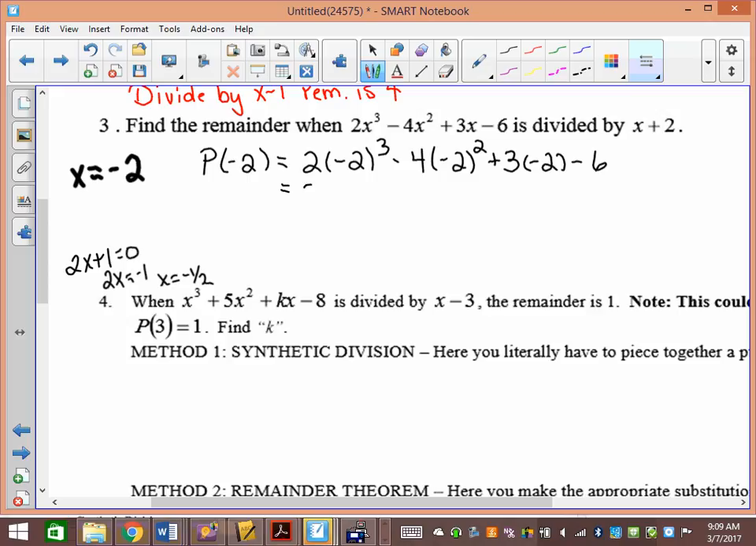All right. So it's 2 times negative 2 cubed, which is negative 8, minus 4 times negative 2 squared, which is 4, minus 6 minus 6. So it's negative 16 minus 16 minus 6 minus 6, which is negative 32 minus 12, which is negative 44. Yeah? No? Yes.